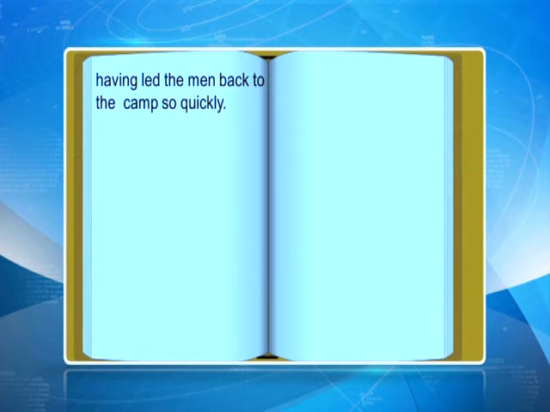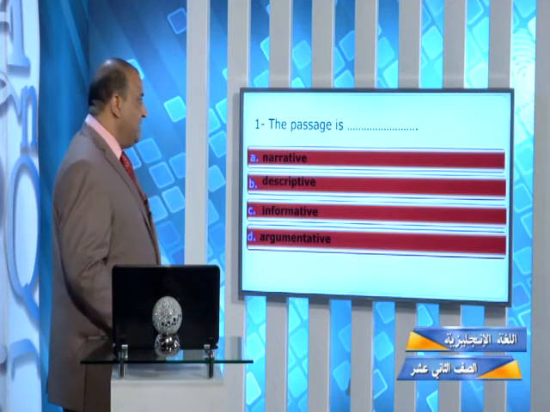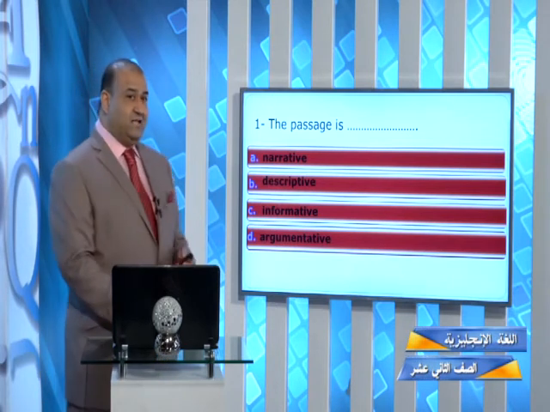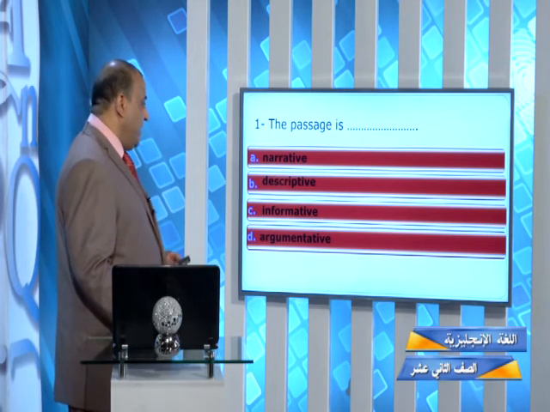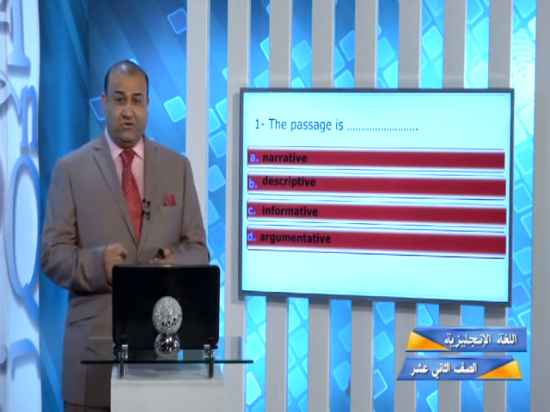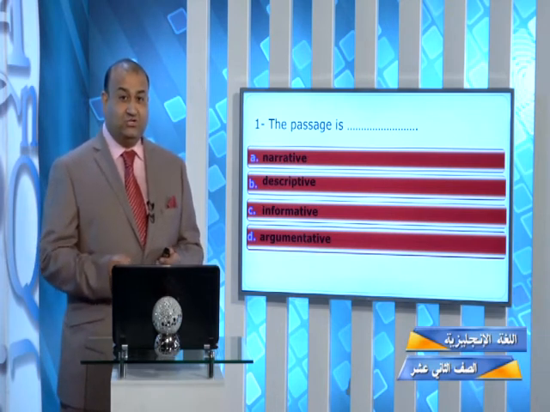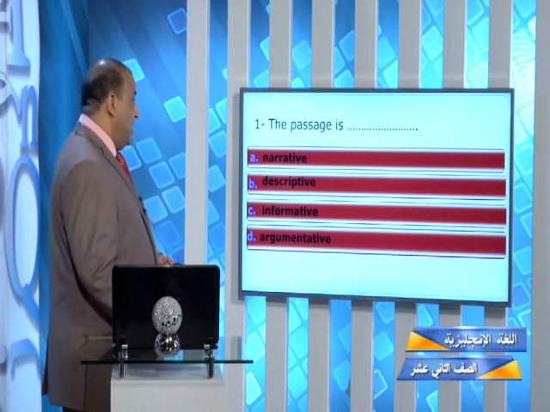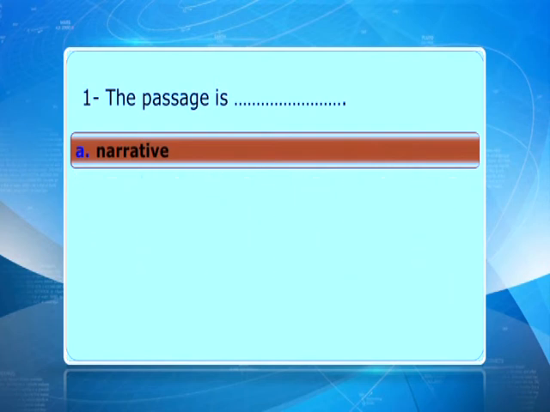Okay, now your task here is to go back to the questions and to answer them. Now let's go back to question number 1. After reading the passage, you can decide on the following: whether the passage is narrative or descriptive, informative or argumentative. After making your choice, you have to go back to the text in order to justify and to check whether your answer is correct or not. Now, according to this passage, it's, of course, narrative, and this is my proof.